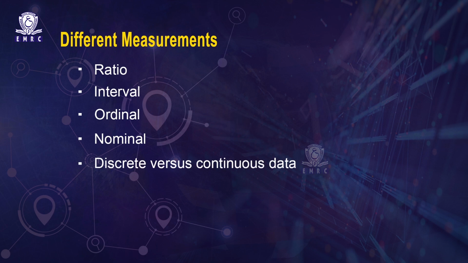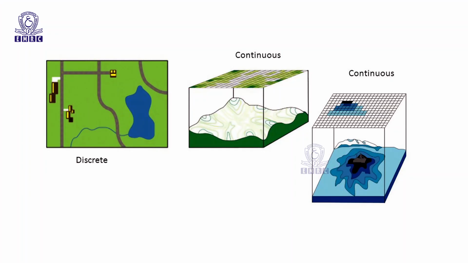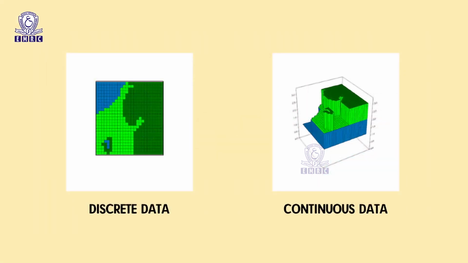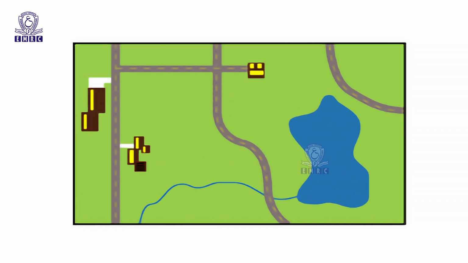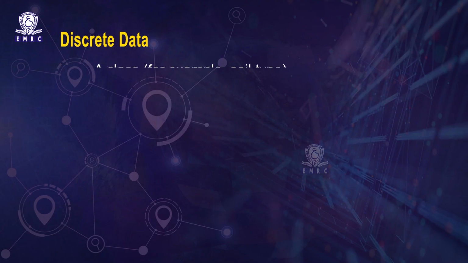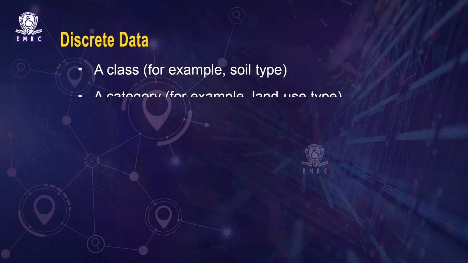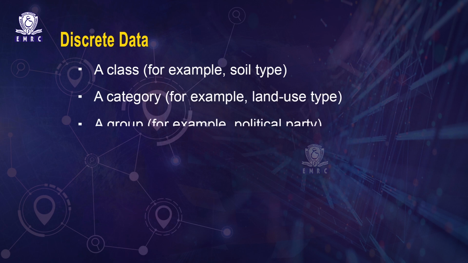Discrete versus continuous data. A second subdivision of the values assigned to each cell are the values representing discrete or continuous data. Discrete data, sometimes called categorical data, most often represent objects. These objects usually belong to a class, for example, soil type, a category, for example, land use type, or a group, for example, a political party group.